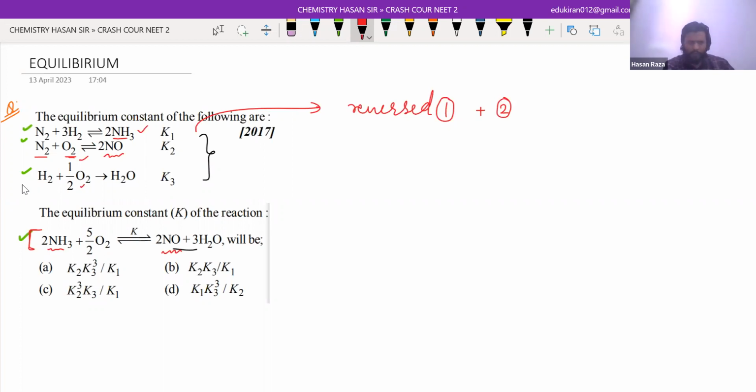Now go for the next equation. H2 is here, and you can see H2 is not present in the final equation. That means it may be cancelled. Then go for O2. O2 is also in both equations. So go for H2O directly. H2 on the right hand side is 1 mole, but here H2 on the right hand side is 3 moles. That means this is multiplied by 3. The third equation has been multiplied by 3.